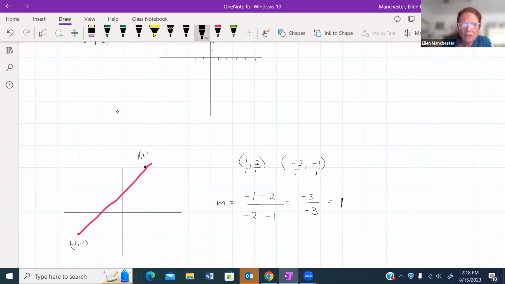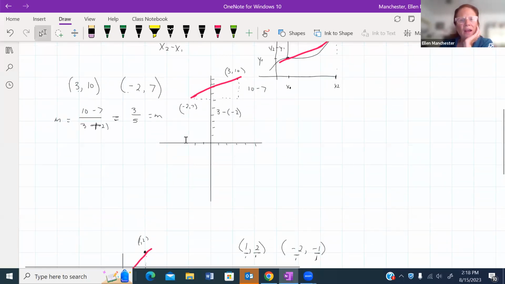Well, when I look, I can go down 1 and over 1, down 1 and over 1. So my rise is 1 and my run is 1. And it's consistent through this entire line. So this is my slope. It has a slope of 1. Every time something rises 1, it runs 1.